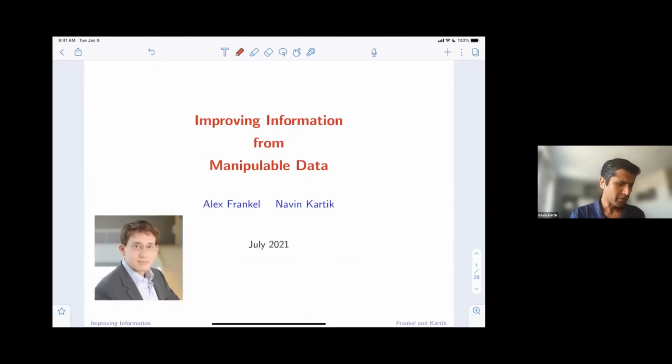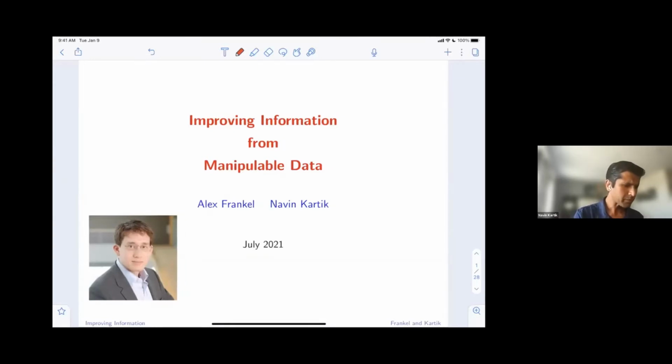Alex is at Chicago Booth, and this work of ours is basically following up on an agenda that we have, trying to understand how allocation decisions should be made in the presence of strategic manipulation of the data that the allocations are based upon.